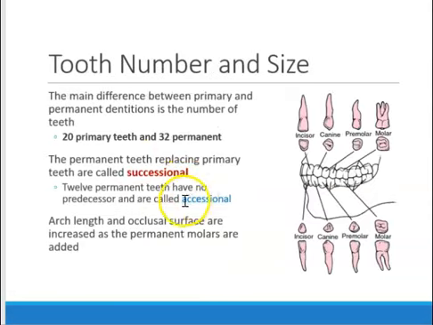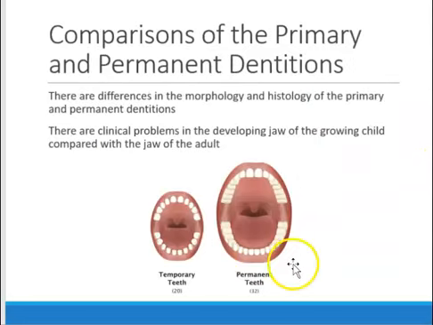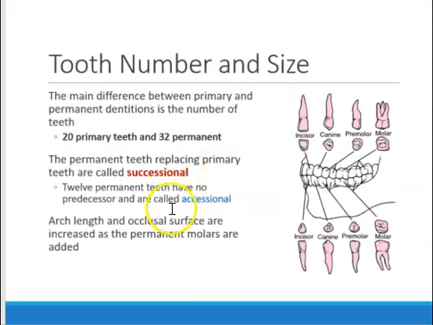There are also teeth that are called accessional, and accessional teeth are teeth that don't replace primary teeth. Those are your adult molars. The adult molars do not replace any primary teeth. The adult molars form at the back, behind the primary molars. And because the adult teeth are not replacing any primary teeth, they are known as accessional teeth.